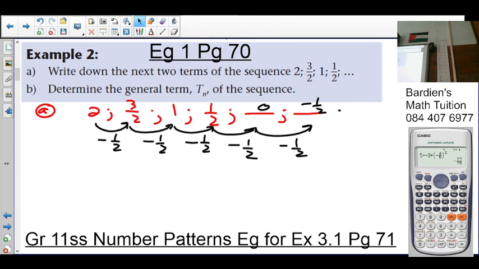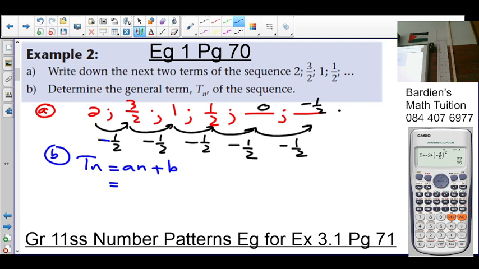Alright, let's look at B. Determine the general term Tn of the sequence. I'm going to do it both ways. So we go Tn is equal to An plus B. What's your A value going to be? Negative half, yes. Negative half n plus what is going to give us 2? So if n is 1, I've got here negative half plus what is 2? 2 and a half. And you must see if it works.